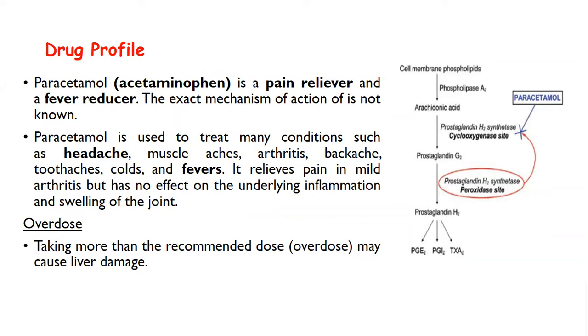In the graphics at the right hand side of the slide, it indicates that paracetamol inhibits prostaglandin synthesis by inhibiting the peroxidase site, that is prostaglandin H2 synthetase. Overdose: if paracetamol is taken more than the recommended dose, this may cause liver damage.